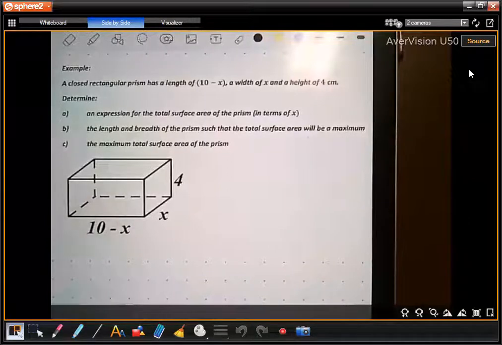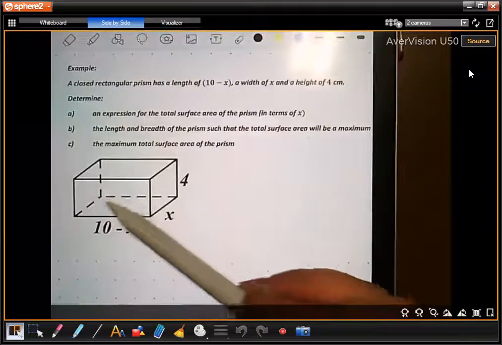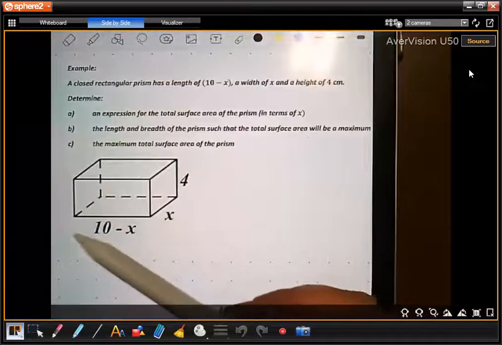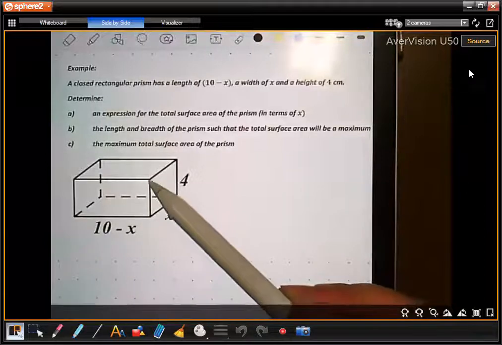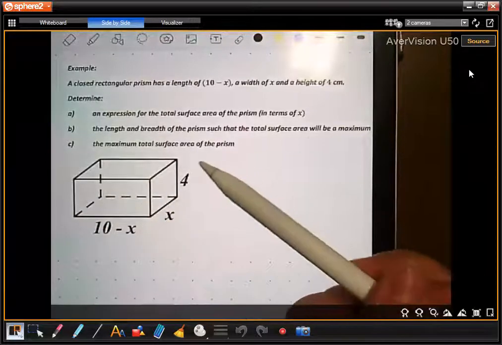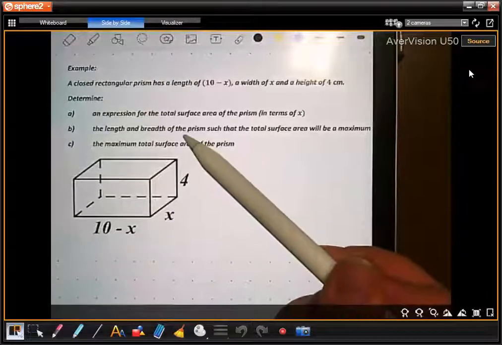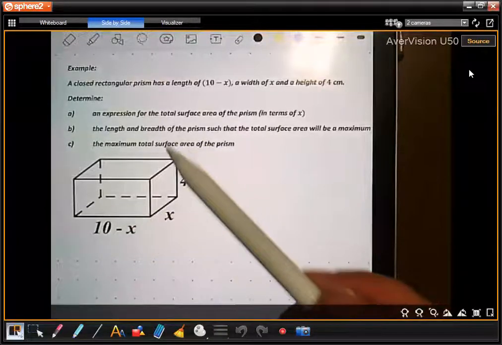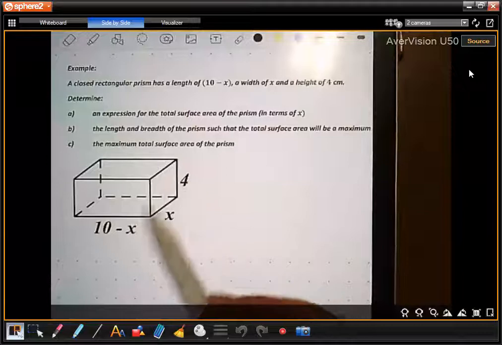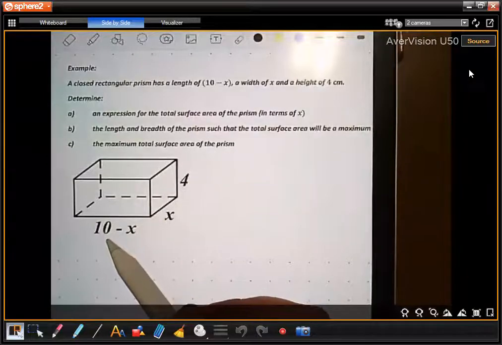But we can simplify it a bit because the front rectangle that we have here, what are the dimensions of the rectangle in front? 10 minus x and 4. All right, now guys, the rectangle in front and the rectangle at the back, they have the same dimensions, right? They are the same. So if we want to find the area of the front and the back rectangles, we can say 2 times 4 times 10 minus x. Right, does that make sense?